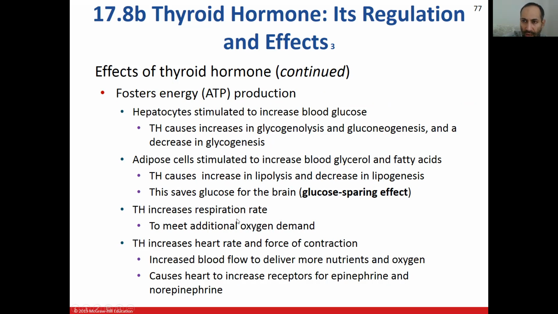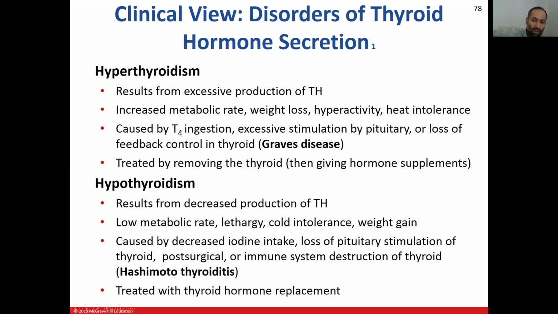Your respiratory rate goes up, right? Your breathing rate goes higher. And your heart rate and force of contraction, your heart also beats faster. All of that happens. So now let's take a look at some problems here. What if you have too much thyroid hormone, a condition called hyperthyroidism, versus too little thyroid hormone, something called hypothyroidism? Let's start with the first one, hyperthyroidism.